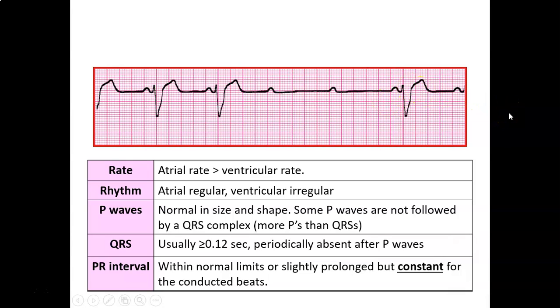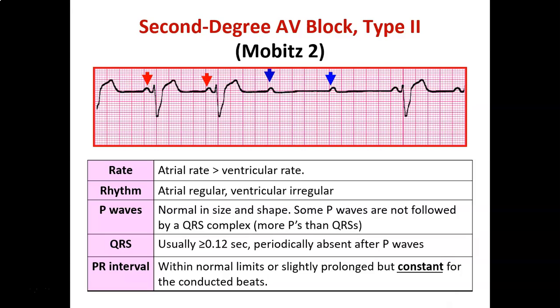So this type of block is called second degree AV block type 2 or Mobitz type 2. In Mobitz type 2, some P waves are conducted, some are not conducted, but those which are conducted, their PR interval remains fixed and constant.